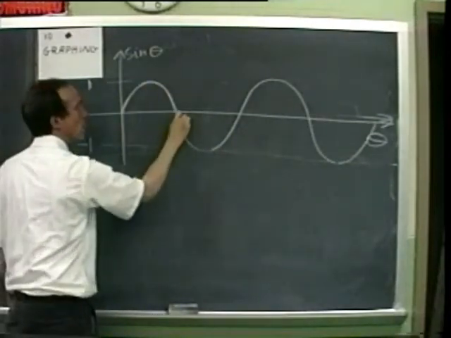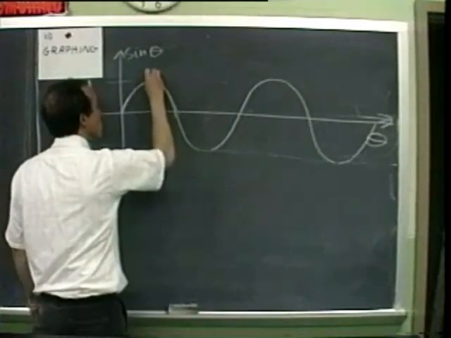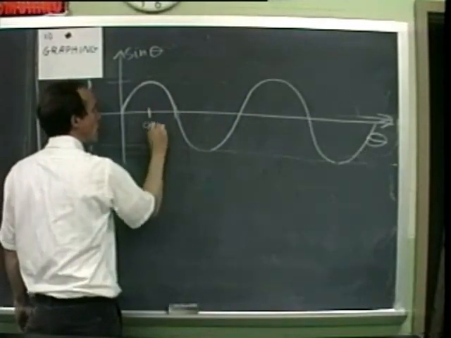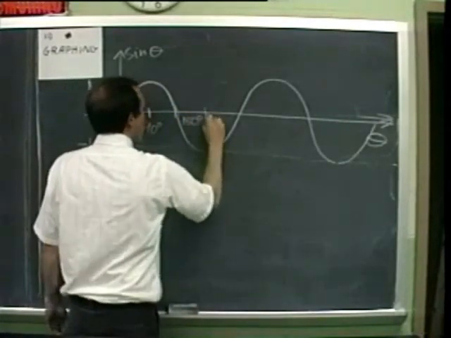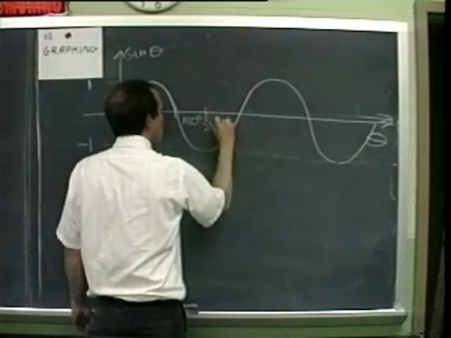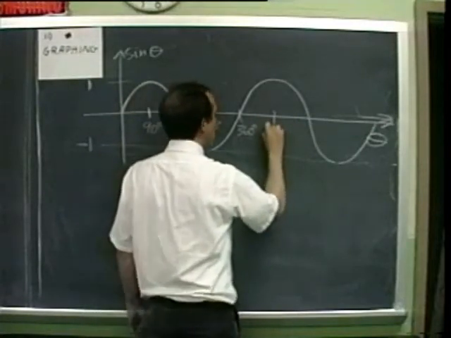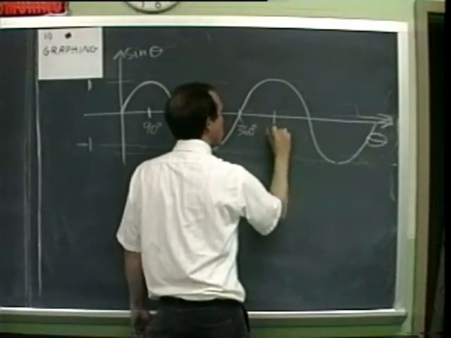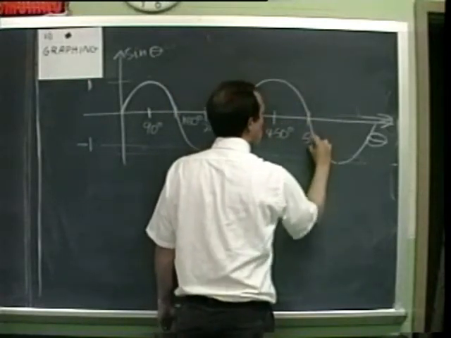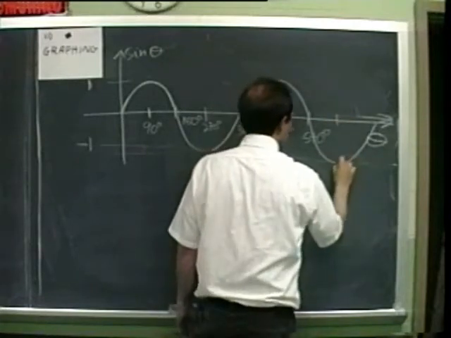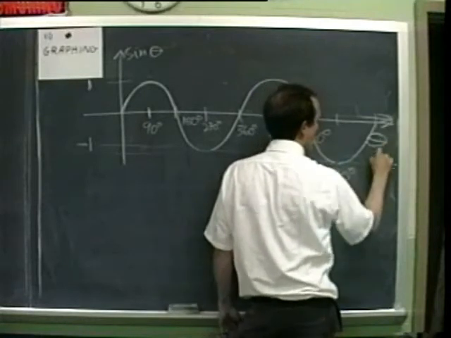Here's the curve. This is the theta axis in degrees, and these are some important degree marks: 90 degrees, 180 degrees, 270 degrees, 360 degrees, plus 90, it's like 450, 540, plus 90, 630, there's 720.